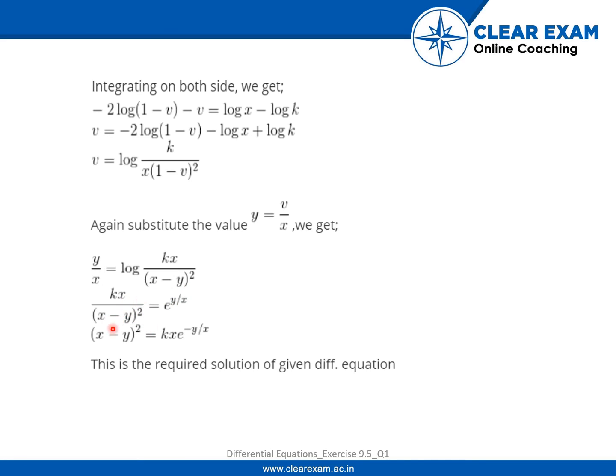So kx/(x − y)² = e^(y/x). Just we have put the log here, so it will be e raised to this term. So (x − y)² = kx e^(−y/x). We took the e^(y/x) term on the left-hand side, so it goes in the denominator. That's why it's minus y, the power is minus, if we take it in the numerator. So this is the required solution of the differential equation.